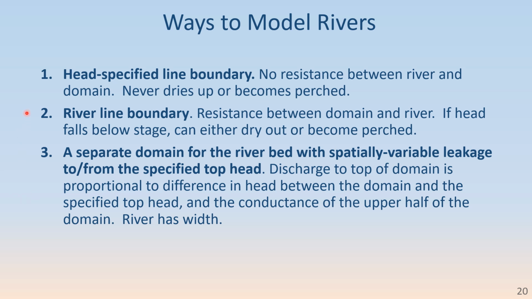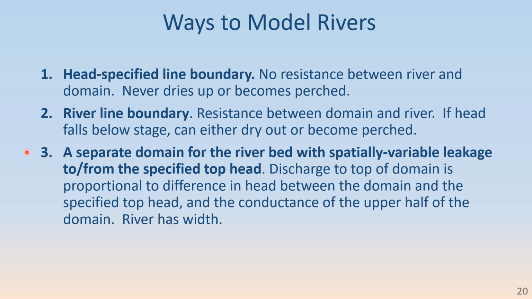Second option is to use a river line boundary, which is more designed for this purpose. And there is resistance between the domain and the river. And if the head falls below the river stage, there are two options. It can either dry out and cease to supply or attract water, or it can become perched and continue to supply a bit of water to the aquifer. Both options 1 and 2 are line boundaries that have no width.